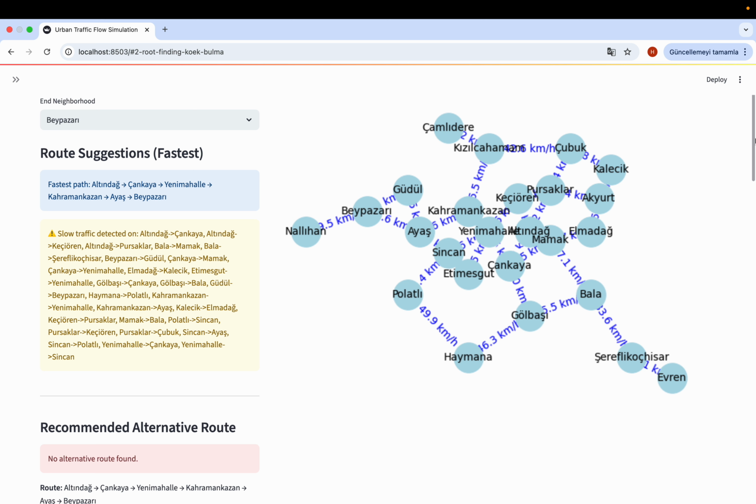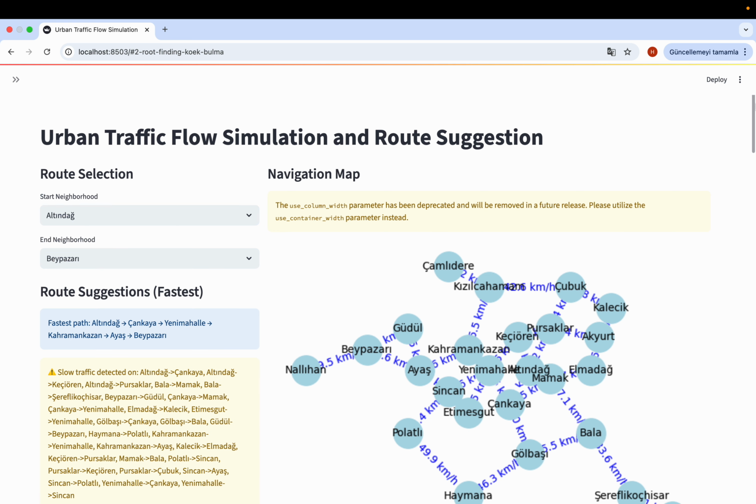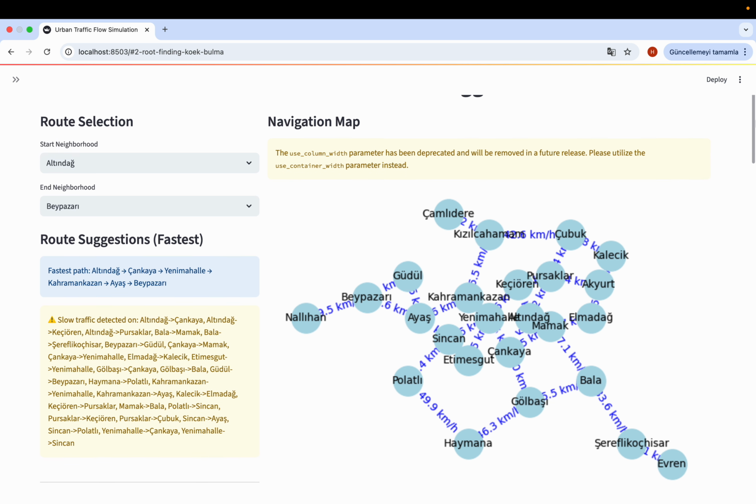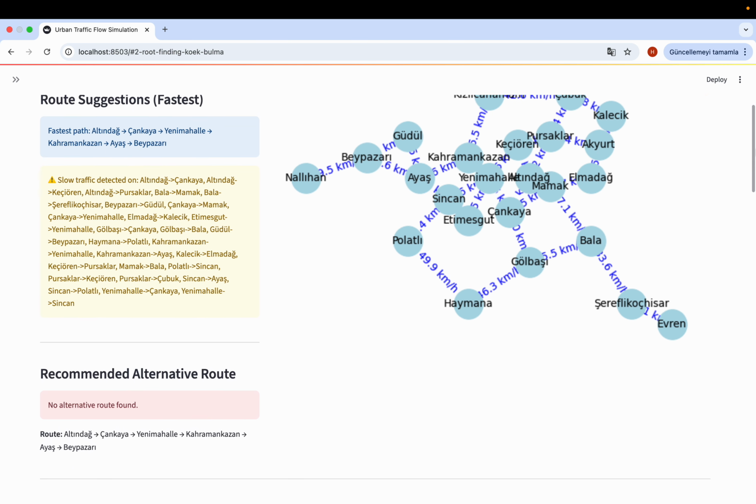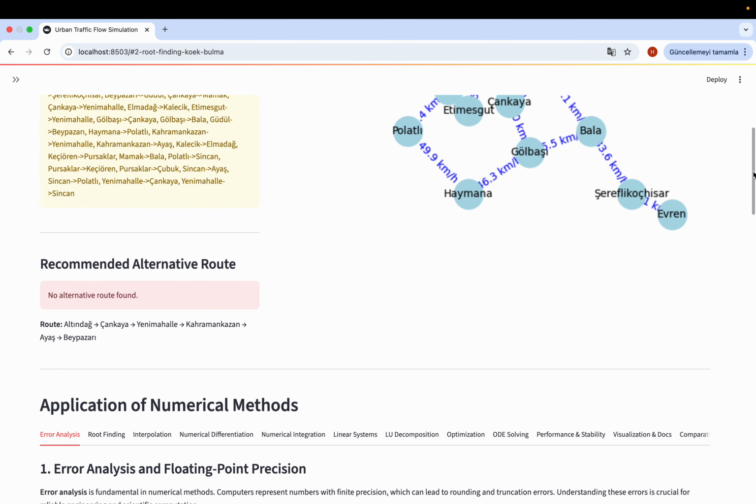In conclusion to the introduction, to summarize this first part, urban traffic congestion is a growing crisis, and numerical methods provide scalable, flexible tools for managing that complexity. This project combines engineering, mathematics, and software to simulate and optimize traffic flow. In the next section, I will walk you through the mathematical functions that power these systems, not just the theory, but how each method finds a place in a working traffic solution.